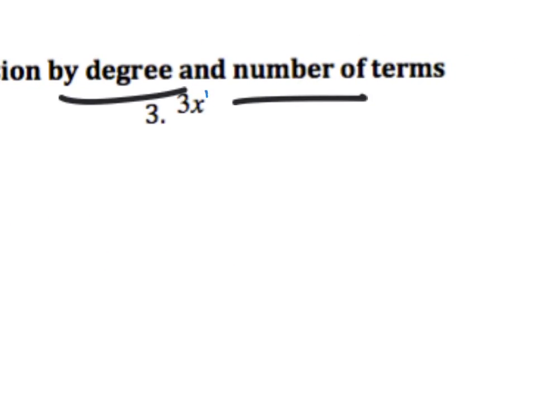And then with 3, you got a little exponent on the x of 1, so this makes it a linear. And again, one term, nothing added or subtracted, so it's a monomial.